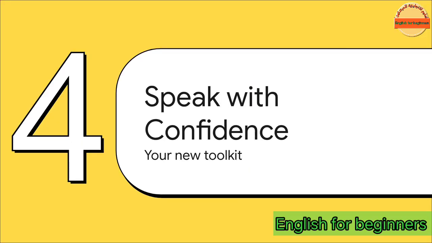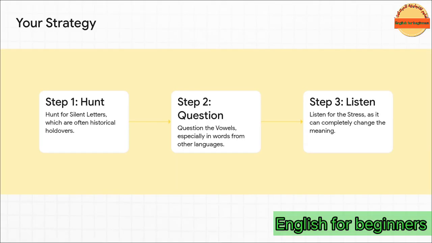So let's recap. We've gone through silent letters, those tricky vowel traps, and now syllable stress. What does all this add up to? Well, it means you now have a brand new toolkit. You have a strategy for tackling pretty much any tricky word that comes your way. Here are the 3 big takeaways. Step 1, be a word detective.